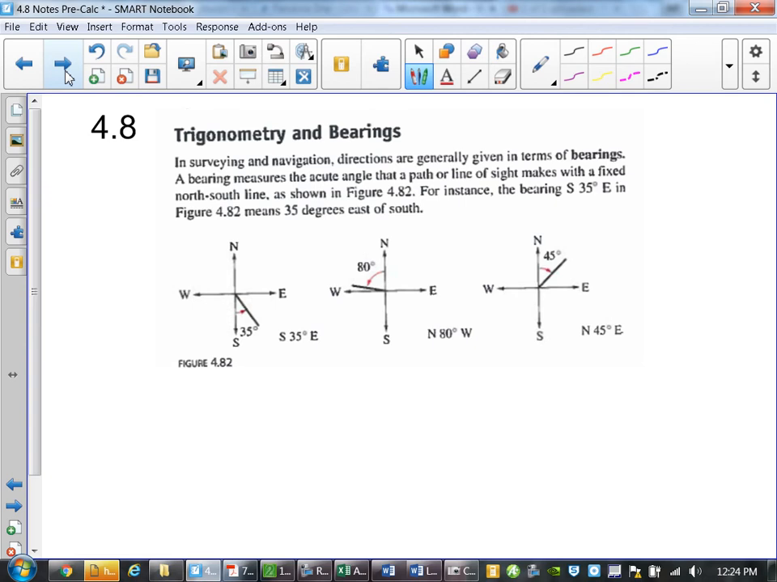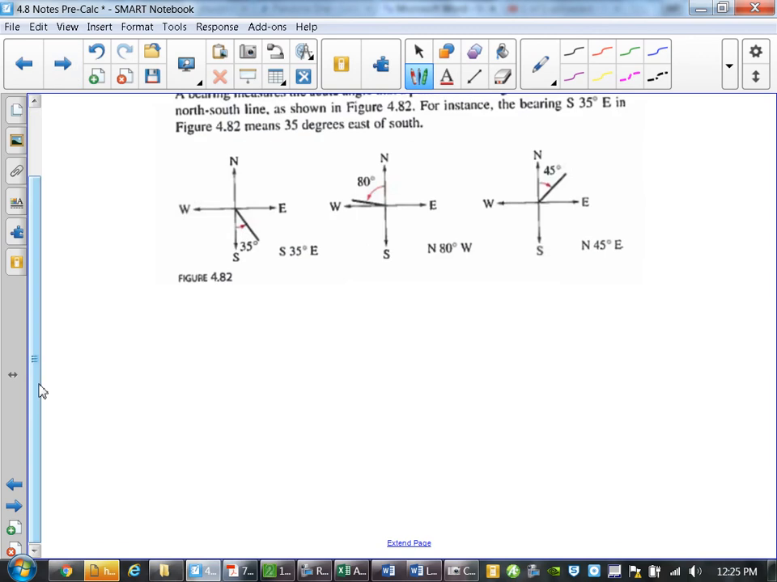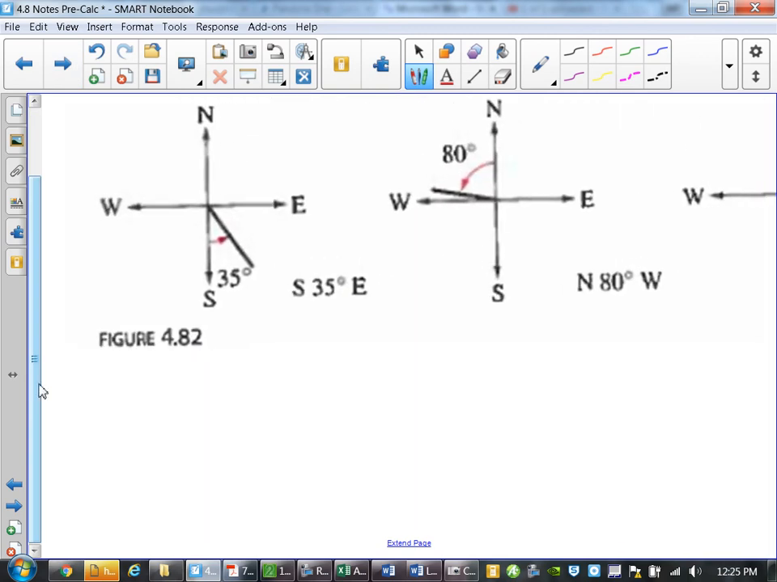Now, we all know that if you want to say something's 100 degrees, you would start at 0, come into the second quadrant, and go from there. That's how we've been taught to place angles within the coordinate plane. But if you use bearings, this is where it gets slightly different. Bearings are always measured off a north-south line.